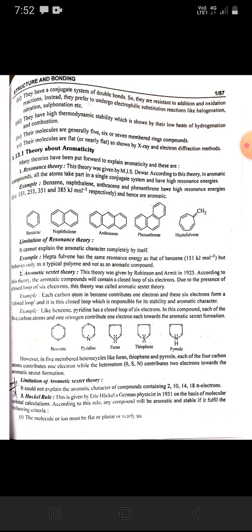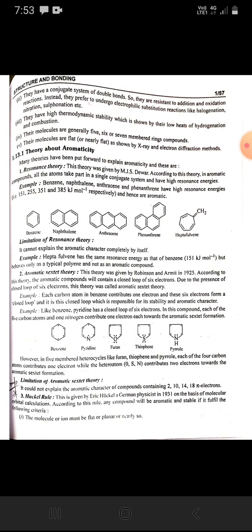They have high thermodynamic stability, which is shown by their low heat of hydrogenation and combustion. Their molecules are generally 5, 6, or 7 membered ring compounds. Their molecules are flat as shown by X-ray and electron diffraction methods.